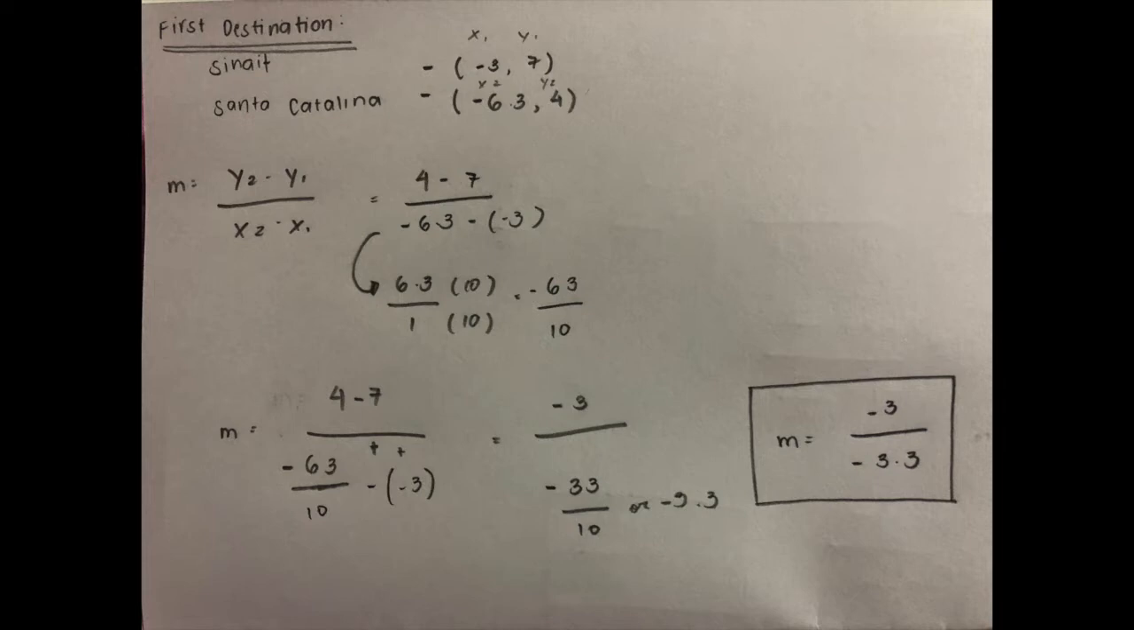Now slope is equal to 4 minus 7 over -63 over 10 minus -3. Now we have to change the sign into its opposite sign because it's the rule in subtracting integers. So slope is equal to -3 over -63 over 10 plus 3, which will give us the answer -3 over -33 over 10. Converting -33 over 10 will give us -3.3. So the slope for our first destination is -3 over -3.3.